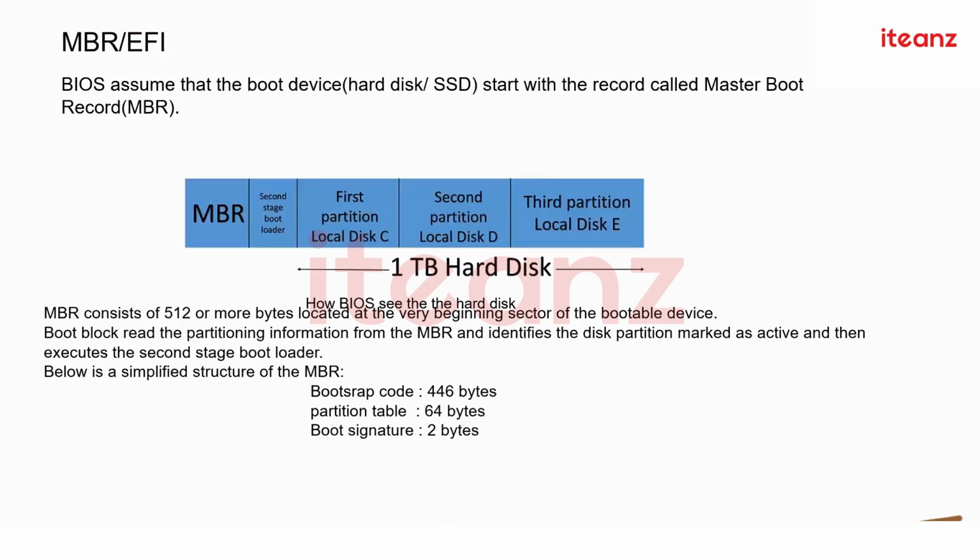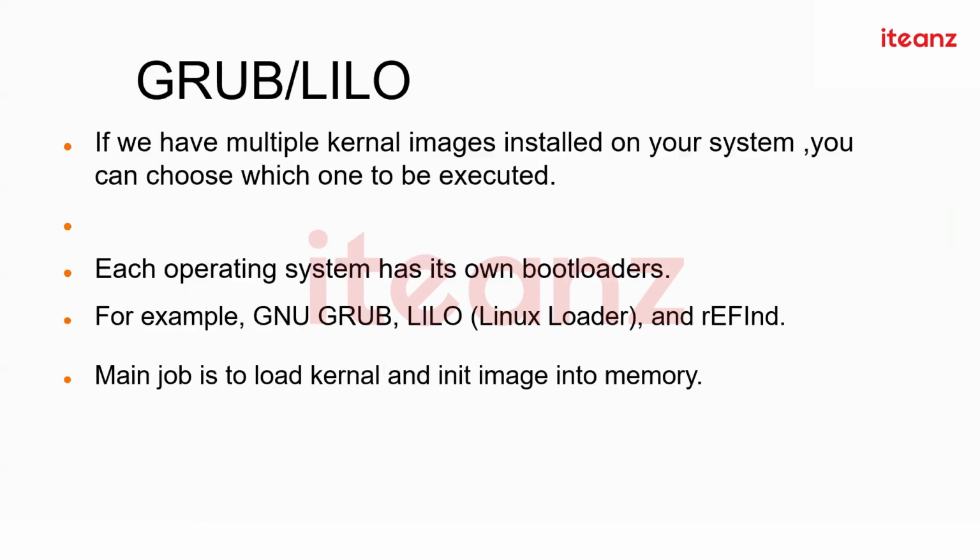The MBR, the master boot record, is an important one. The master boot record has all the details of where all your storage is located. If this is corrupted, your system is corrupted, whether it is Linux, Windows, anything. I will not read this. After BIOS, there is a GRUB loader. It will have multiple kernel images in your system. You can choose which one you want, and you can have multiple kernels as well.